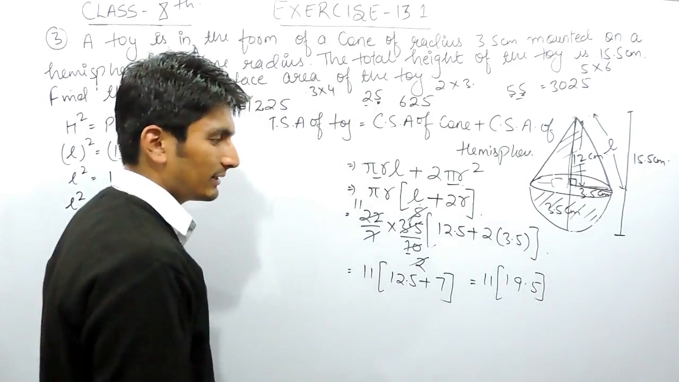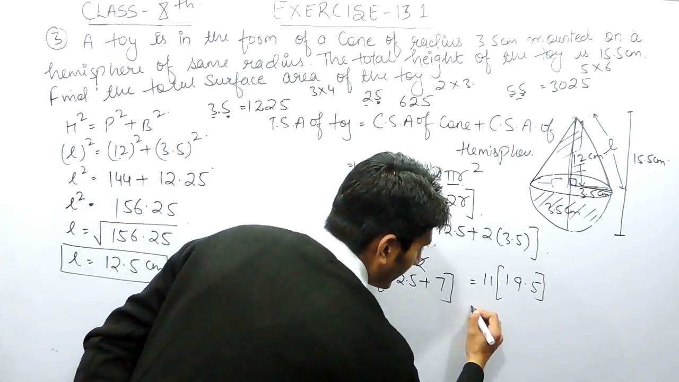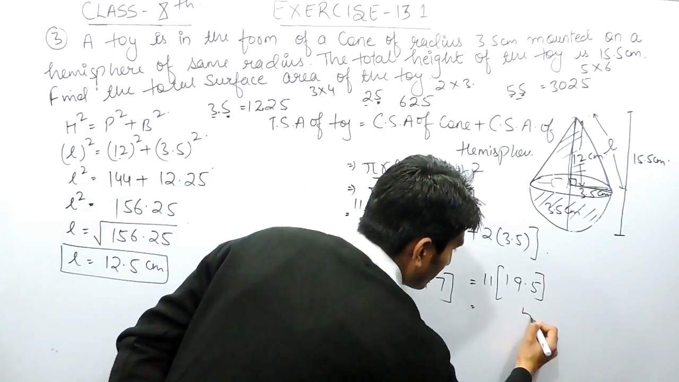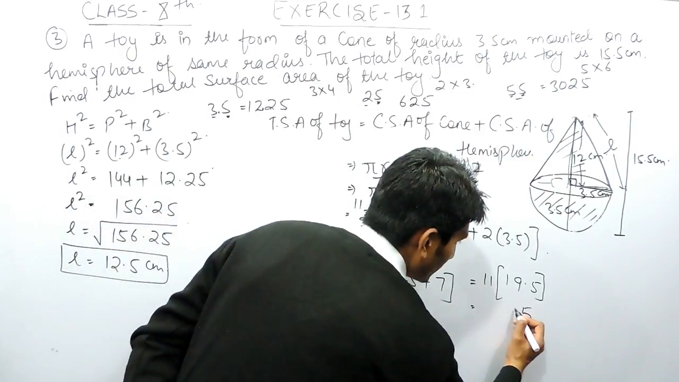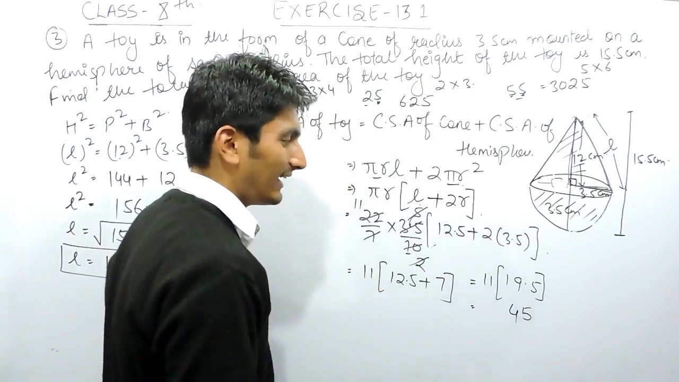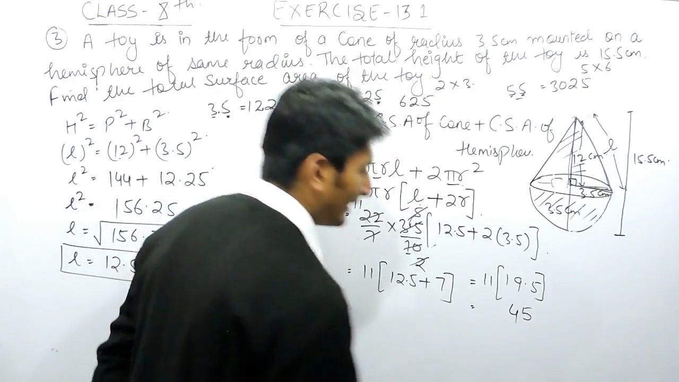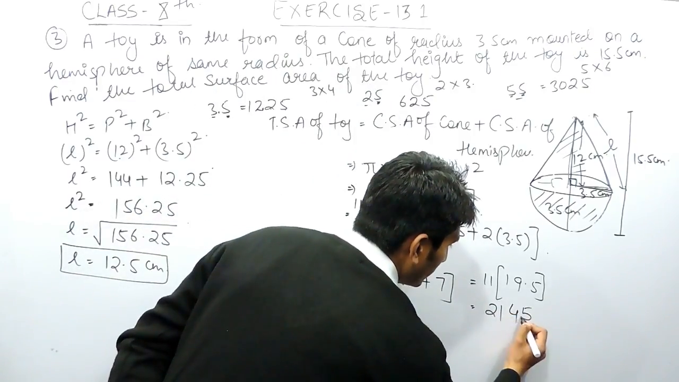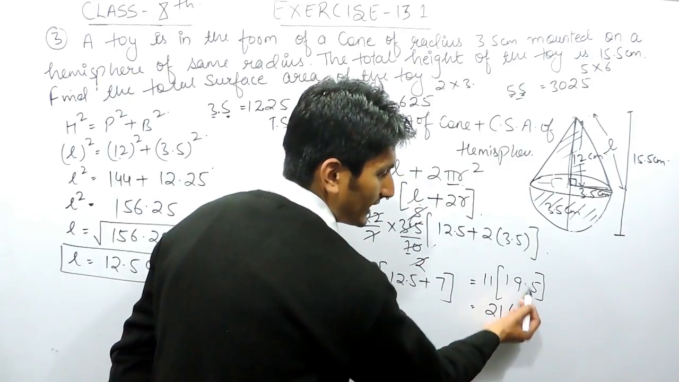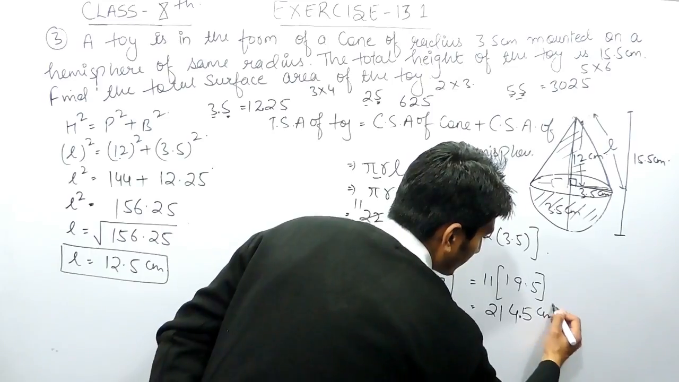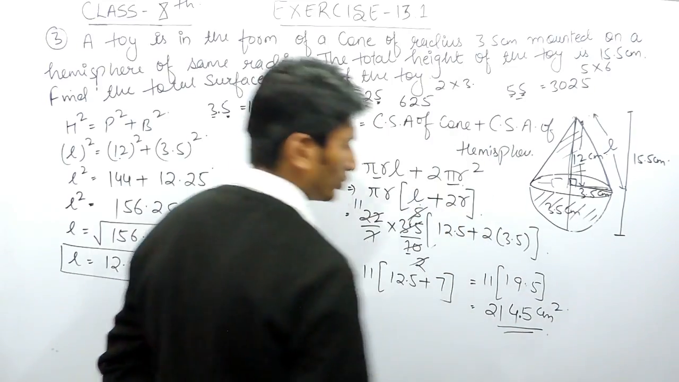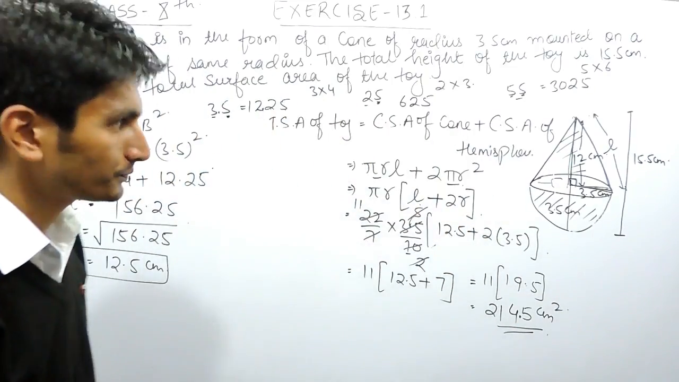This will be 11 multiplied by 19.5, and if I multiply this, 11 into 5 is 55, carry 5, 11 into 9 is 99, plus 5 is 104, carry 10, 11 into 1 is 11 and 10 is 21. So there is 1 decimal, so I can place 1 decimal here. So the total surface area of this toy will be equal to 214.5.